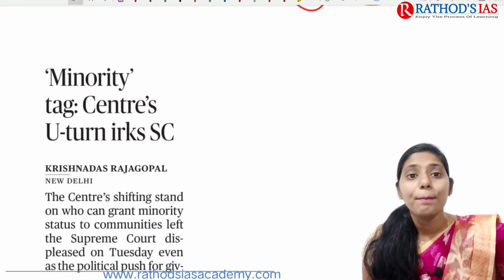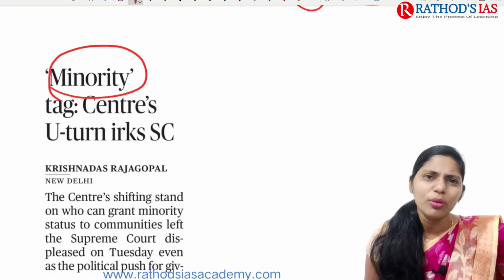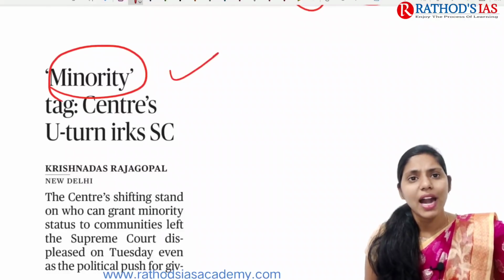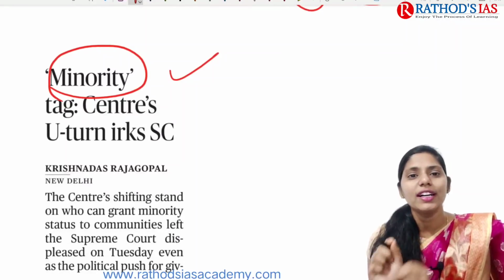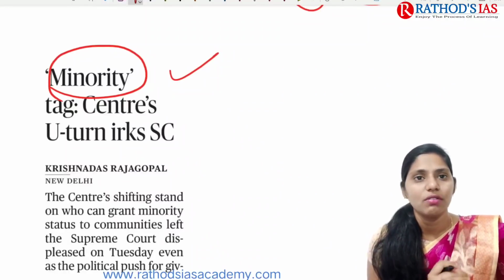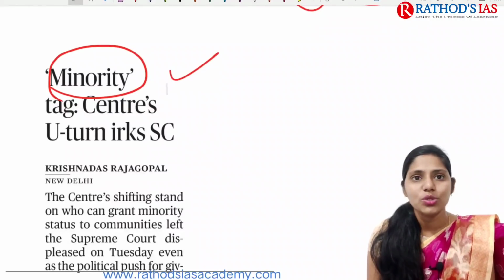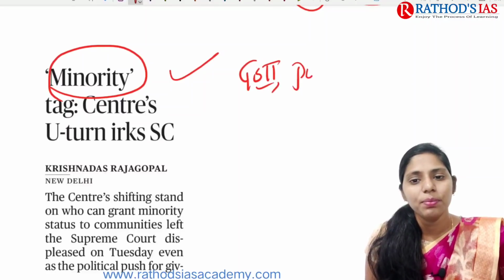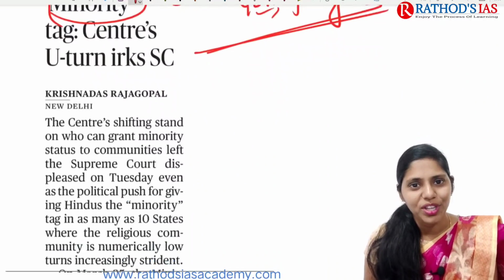Now let us try to see the next topic. It is regarding the minority tag, the Centre's U-turn, and the Supreme Court. This article is mainly talking about minorities. Some articles in our constitution talk about minorities, but there is no clear-cut definition of minorities in our constitution. This is one important prelims fact that you need to know. This article is important for GS Paper 2 under polity.